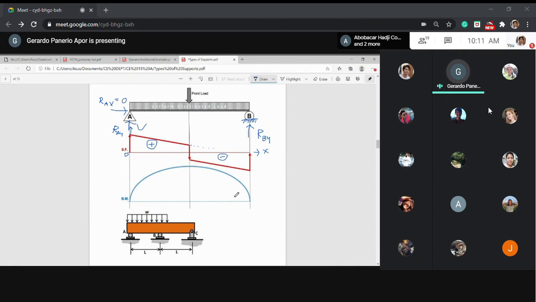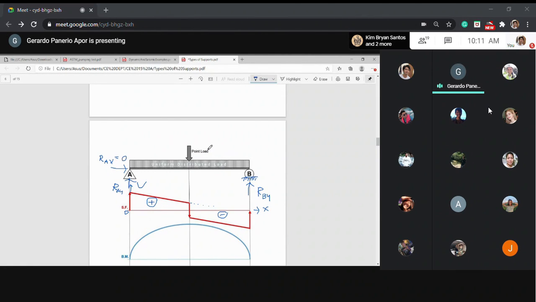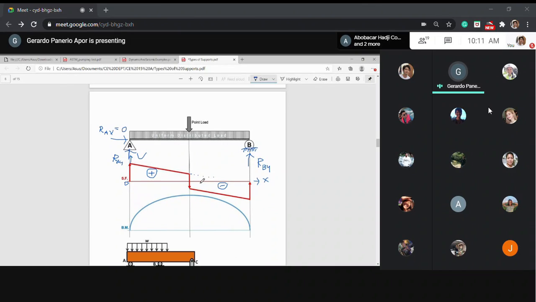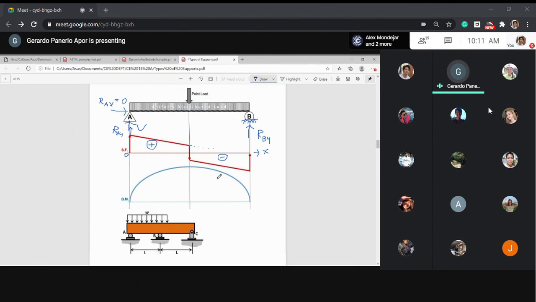property of the shear diagram. If you are going to consider an area here, if you compute the positive area and the negative area, the sum of them is equal to 0. Meaning, if the external forces are in equilibrium, the internal forces are also in equilibrium. So that is one property of the shear diagram.